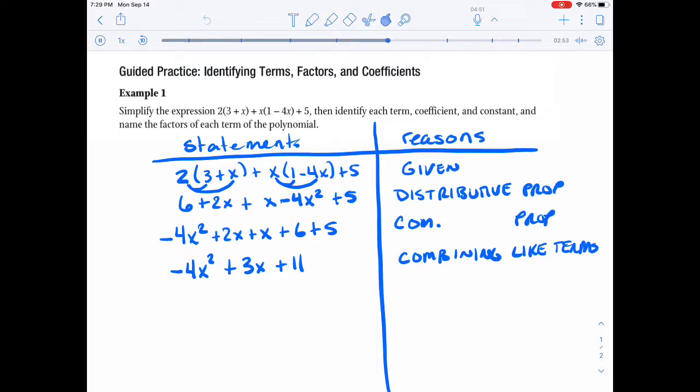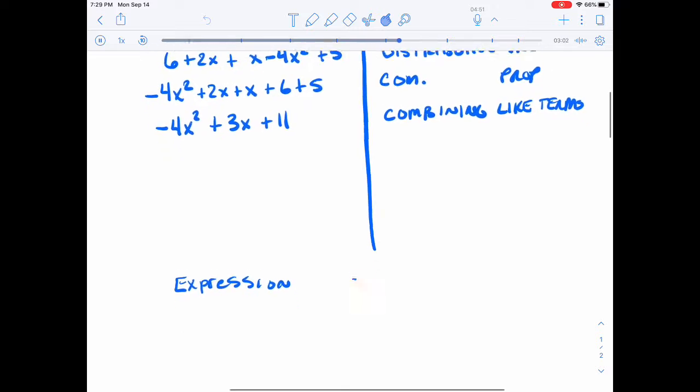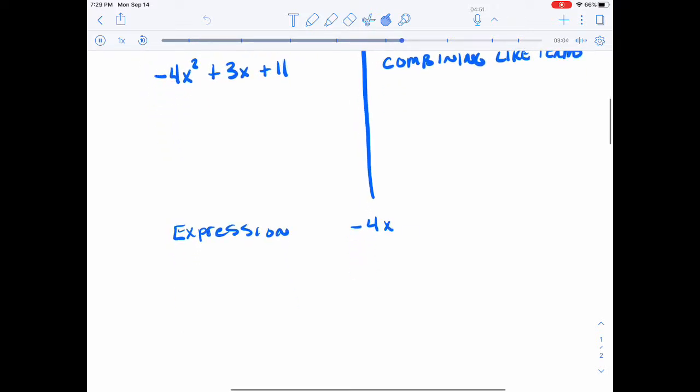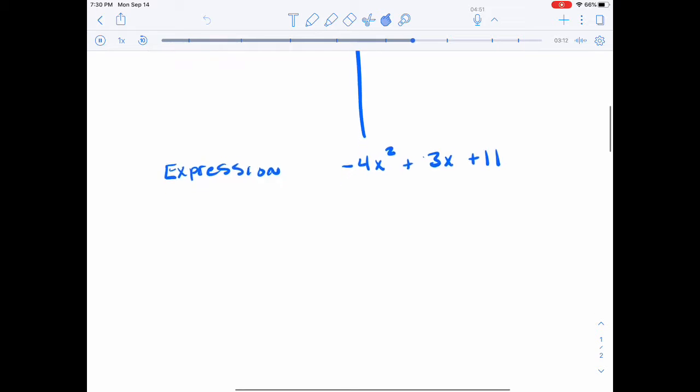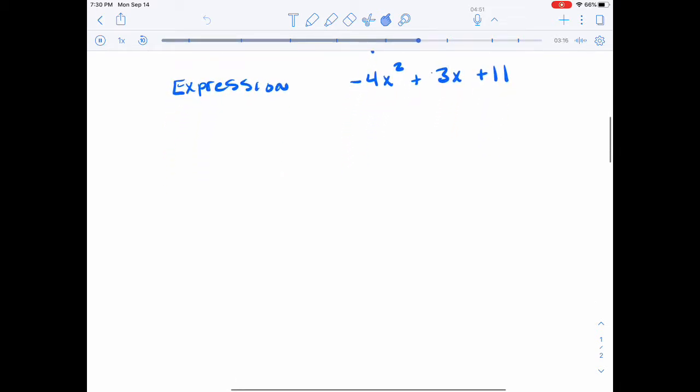Now I can take the simplified expression, so let's write the expression here. My simplified expression is negative 4x squared plus 3x plus 11. Since the second power is my highest power, I would call that a quadratic. And I have 3 terms, so that makes it a trinomial. So I have a quadratic trinomial.